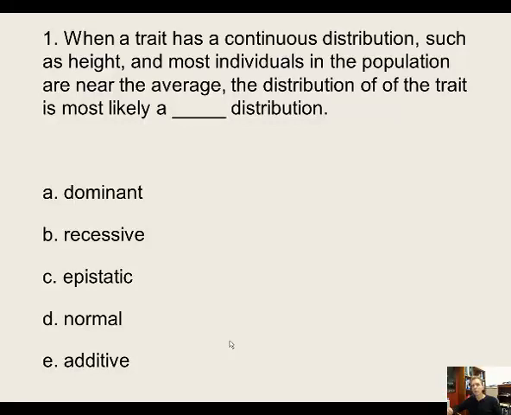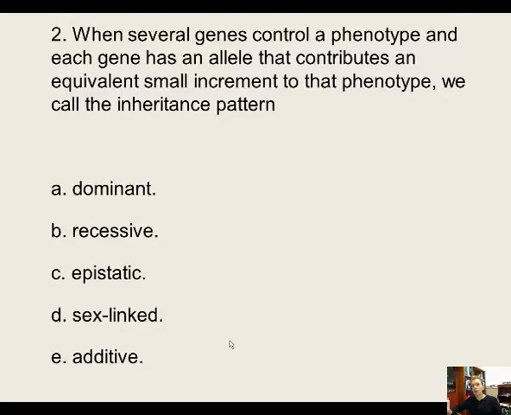First quiz question here. When a trait has a continuous distribution, such as height, and most individuals in the population are near the average, the distribution of the trait is most likely a what kind of distribution? Number two, when several genes control a phenotype and each gene has an allele that contributes an equivalent small increment to that phenotype, we call that inheritance pattern what?